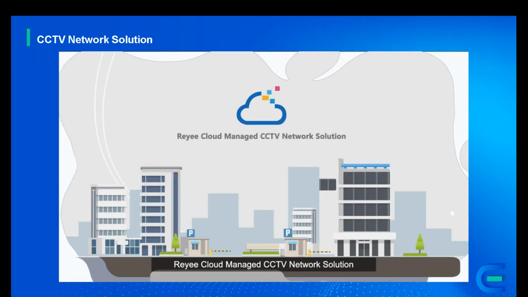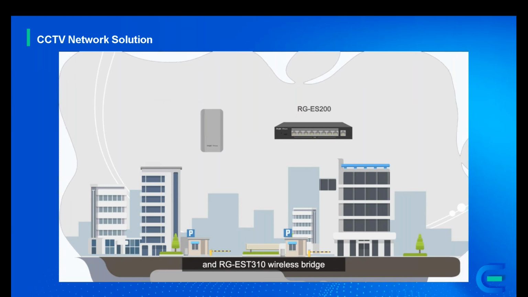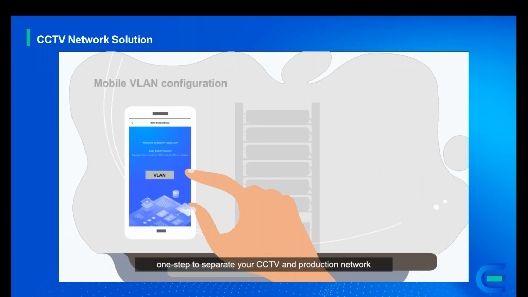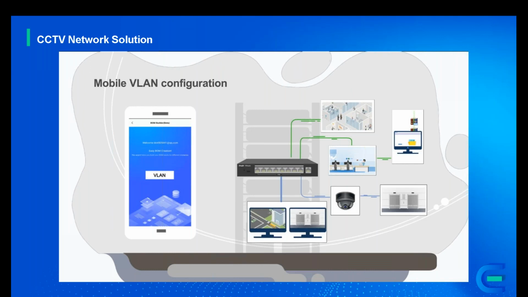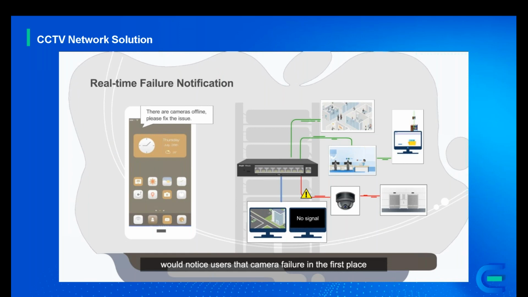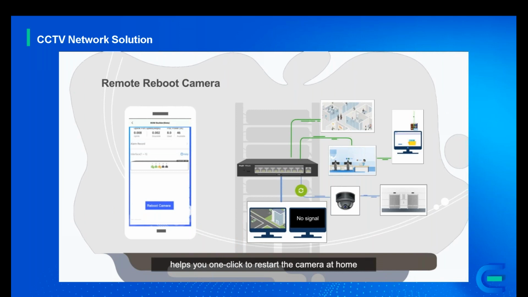Ruijie Cloud Managed CCTV Network Solution, your CCTV network expert that won't disappoint you. Ruijie RG-ES200 series Cloud Managed Switch and RG-EST310 wireless bridge are designed for CCTV business. Mobile VLAN configuration, one step to separate your CCTV and production network. The video won't jam anymore. Real-time failure notification would notify users of camera failure in the first place. Remote reboot camera helps you restart the camera with one click from home. No on-site visit needed anymore.